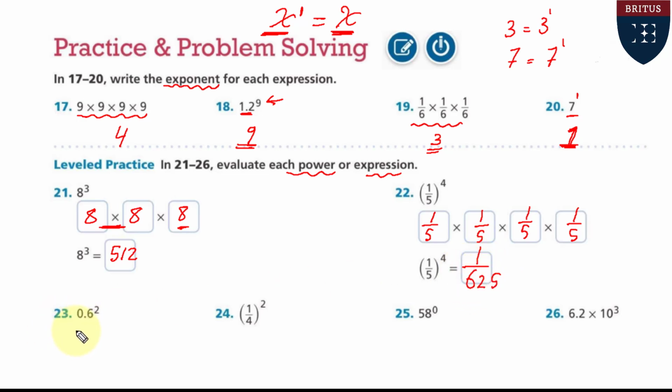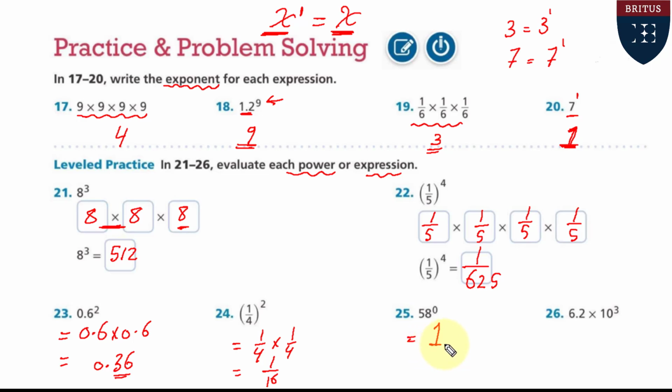The value of 0.6 squared, we will use repeated multiplication. We get 0.6 times 0.6. Ignore the decimal point and multiply. 6 times 6 equals 36. Don't forget to insert the decimal point after 2 digits from the right. 1 over 4 squared is 1 over 4 times 1 over 4. So we get 1 over what? 1 over 16.